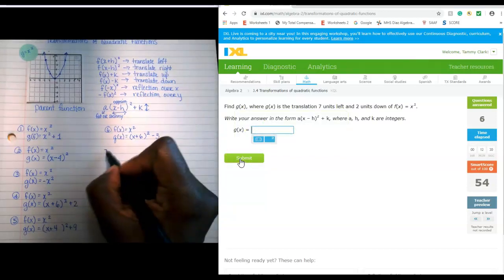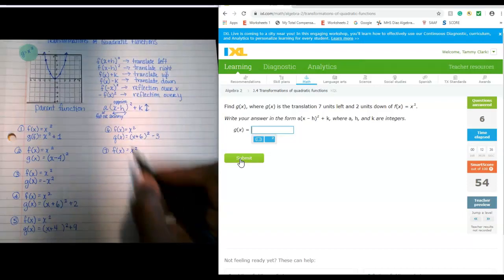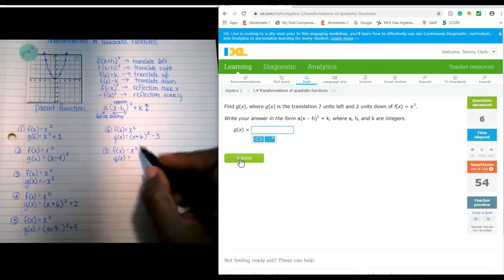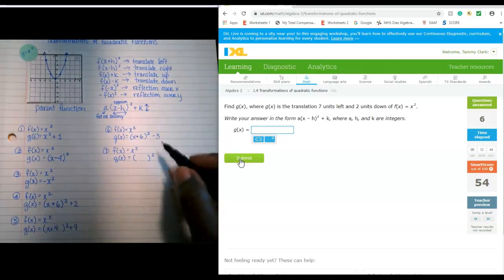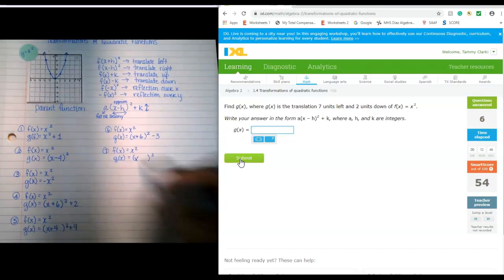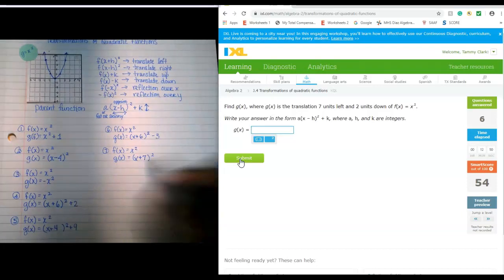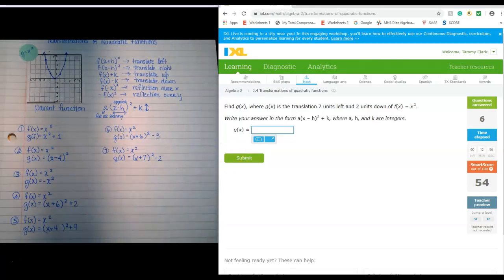Next, number 7, we have f of x is equal to x squared. And this time we have g of x, which again, it's sliding left and right. So we're going to have our parentheses. We're going to put our squared there. So we've got x, and it says the translation was 7 units left. So we're going to put plus 7, because we write the opposite sign. And then it was 2 units down. So minus 2.